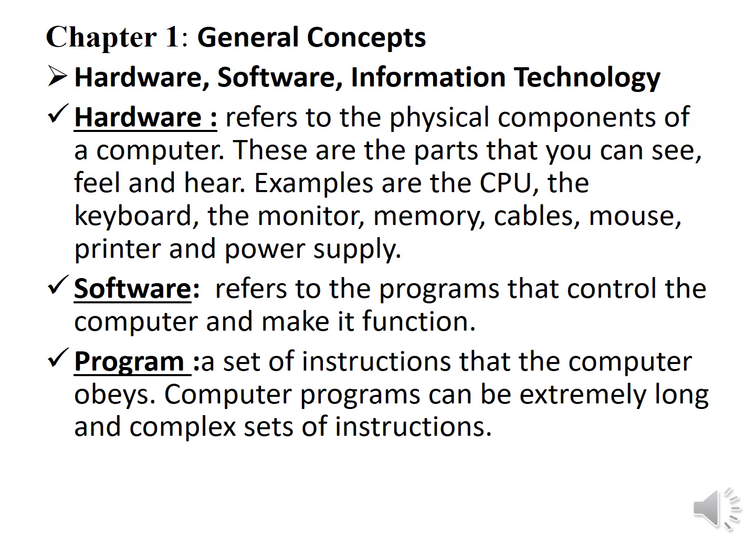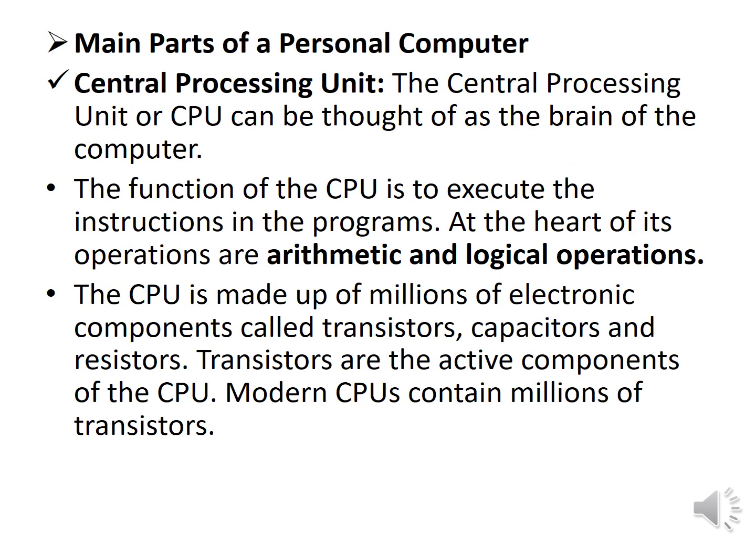The general concepts of computer are hardware, software, and information technology. Hardware refers to the physical components of a computer. These are the parts that you can see and feel. Examples are CPU, keyboard, monitor, memory, cables, mouse, printer, and power supply. Software refers to the programs that control the computer and make it function. A program is a set of instructions that the computer obeys. Computer programs can be extremely long and complex sets of instructions.